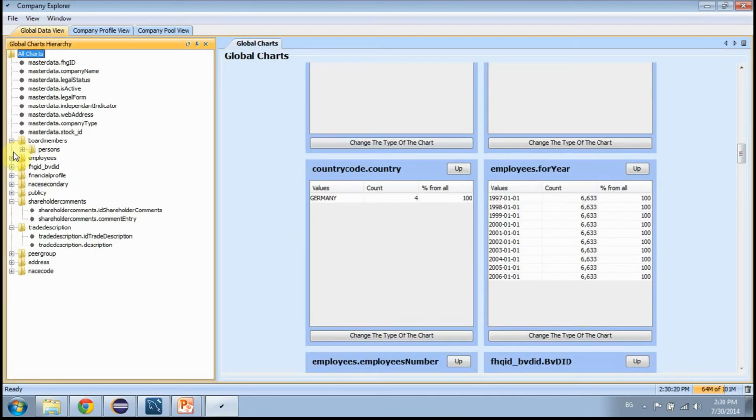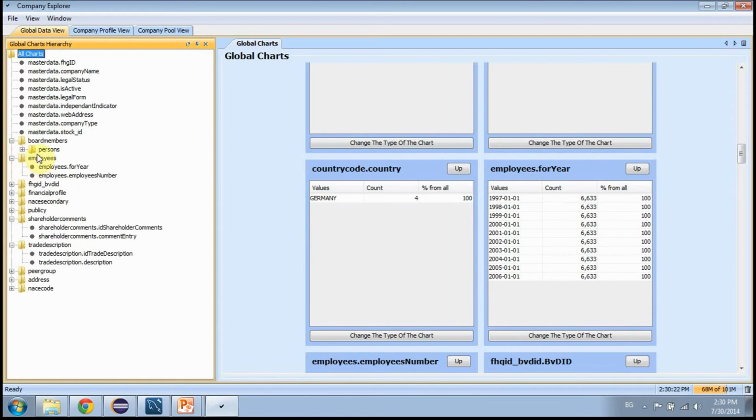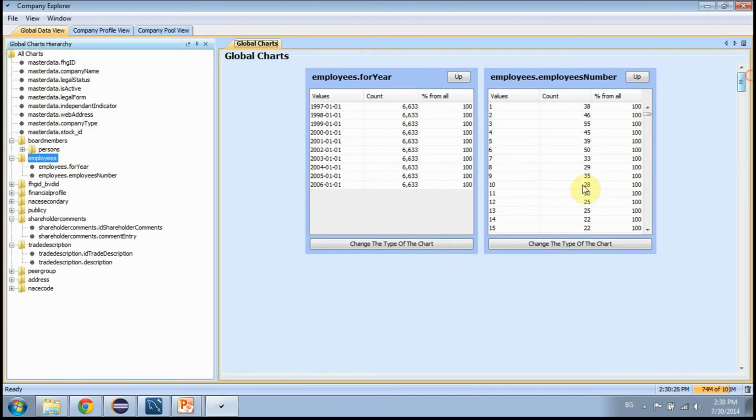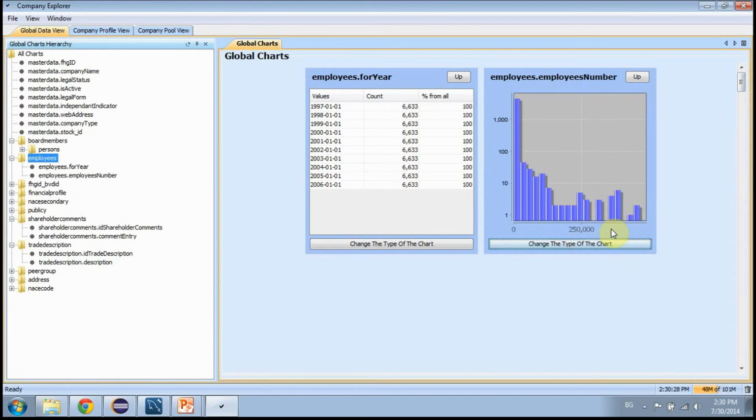Then, for example, in the board member, employees, let's see, we have small companies. The majority of the companies is small, and then we have large companies, with almost 500,000 employees, which are the biggest companies here.